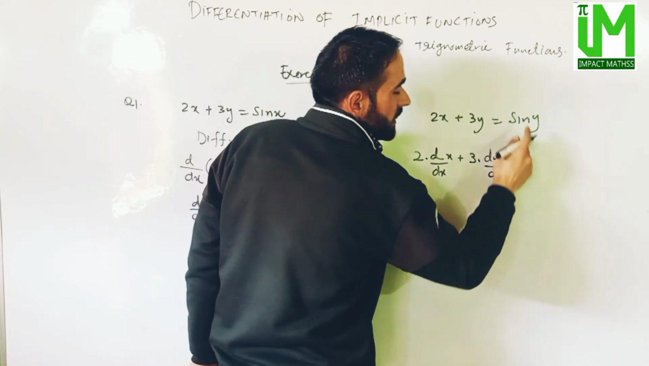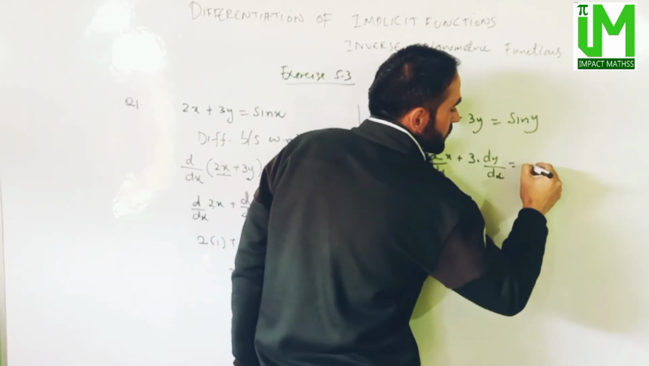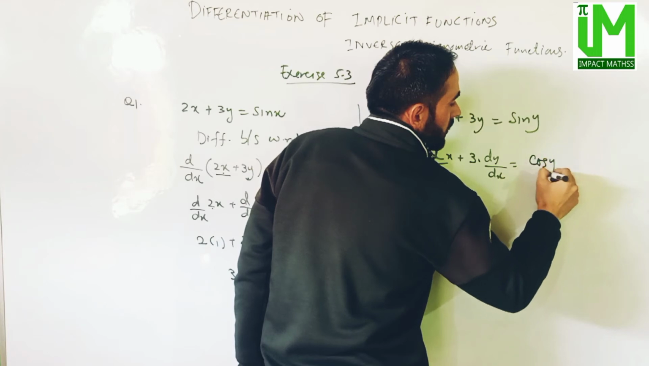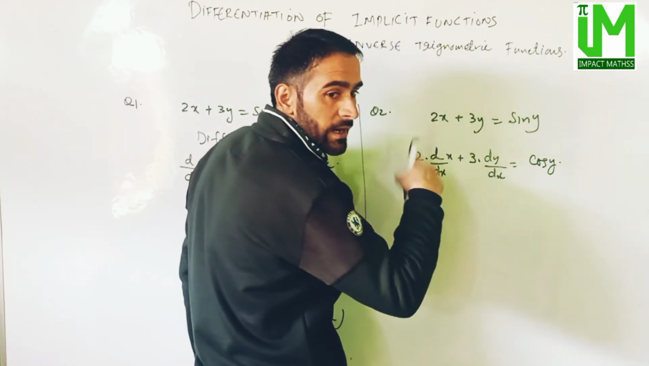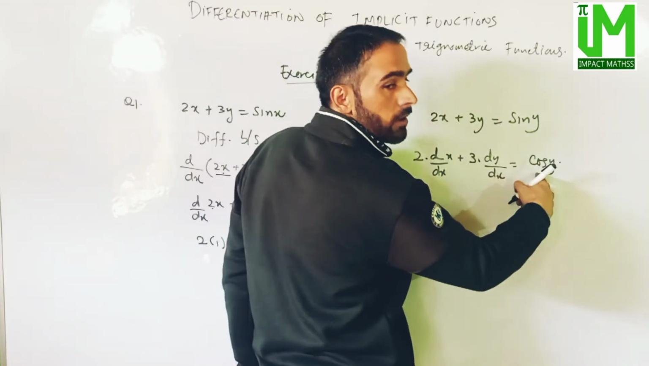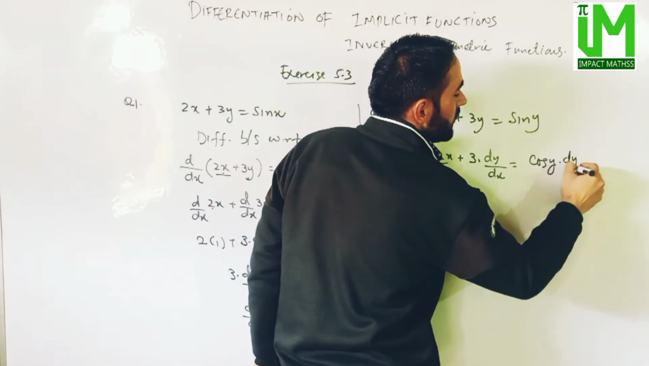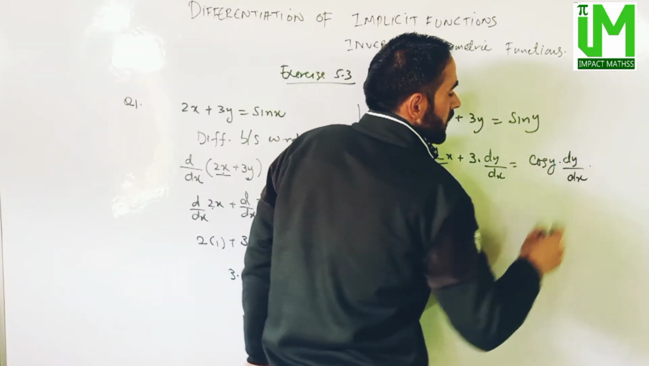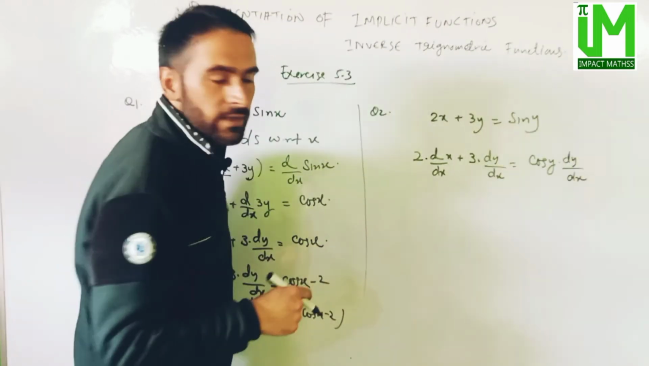dy divided by dx is equal to sin y. sin y differentiation is cos of y into dy by dx. ठीक है. So sin y, cos of y into dy by dx. ठीक है. समझा सारे नियम? So cos of y into dy by dx.